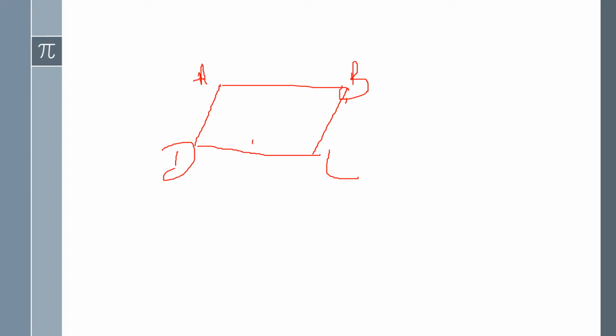As you know very well that in a parallelogram, two pairs of opposite sides are parallel, right? That AB will be parallel to CD. If this one is A and this one is B, and if this is C and this one is D, these two pairs will be parallel. This will be parallel to this, means AB is parallel to CD, and AD will be parallel to CB.